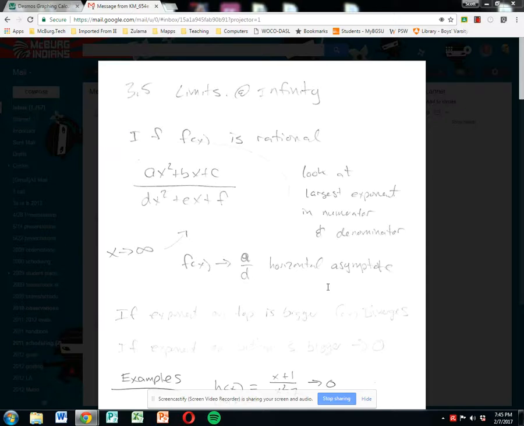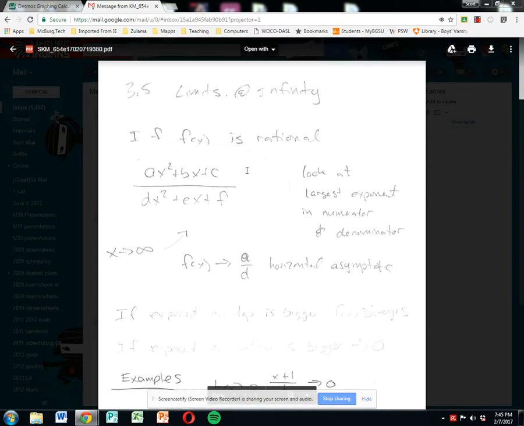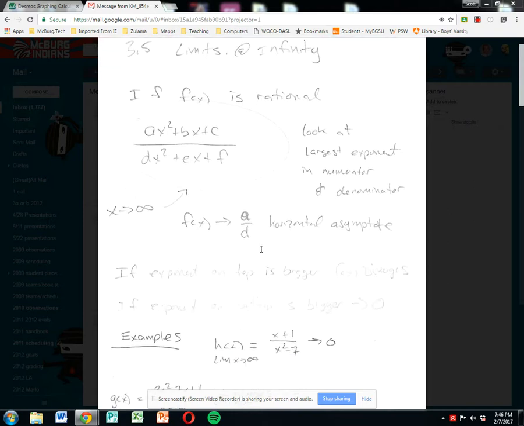Okay, short little video about limits at infinity. If f(x) is a rational function of some sort, the concept is you've got to find the highest exponent. In this case, the highest exponent is equal to 2. So as this limit approaches infinity, this particular function approaches a over d as a horizontal asymptote.